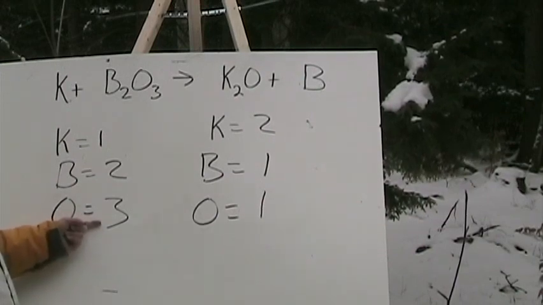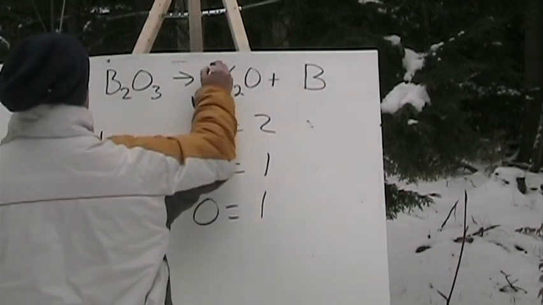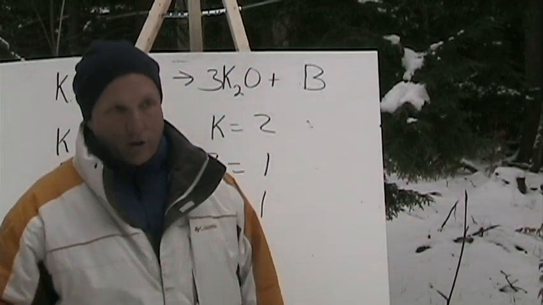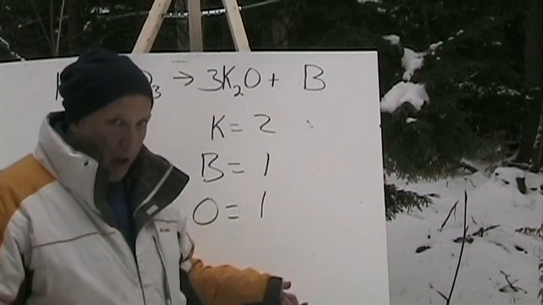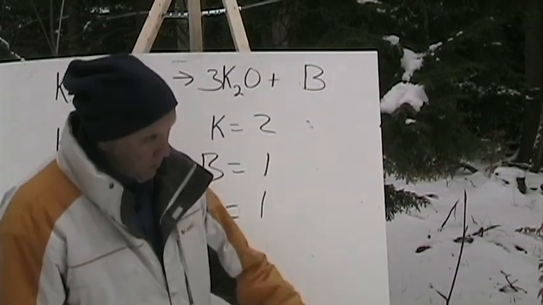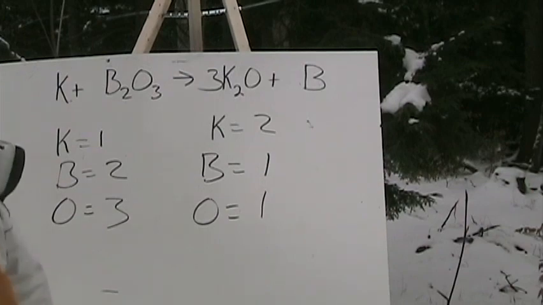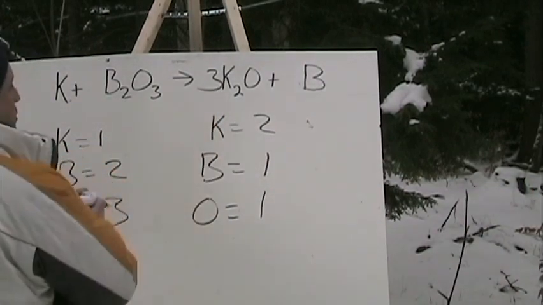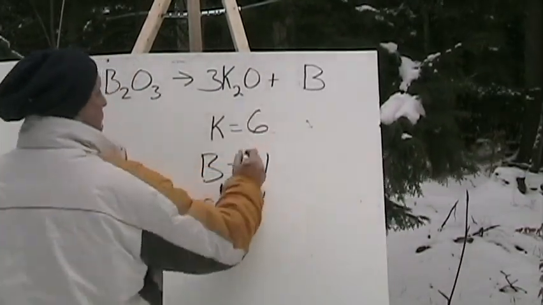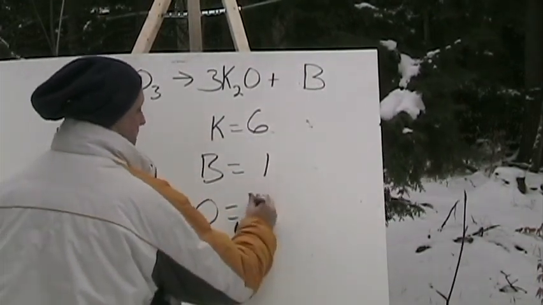Oxygens, I have 3 on this side, one on this side, so I'm going to go ahead and put three over here. Remember when I told you about the guideline? When you want to balance your hydrogens and oxygens last, well, this is one of the times where that doesn't apply. Because we have a B out here by itself. I can make that any number that I want later on, whether it be odd or even. And the same thing with K for potassium. So now we have 3 times 2 for K, which equals 6. Coefficient of 3 times the subscript of 2 equals 6. Oxygen, 3 times 1 equals 3. Go ahead and put that there.